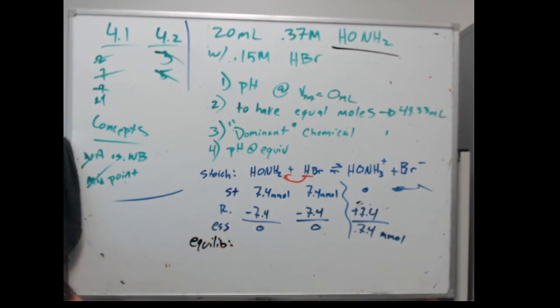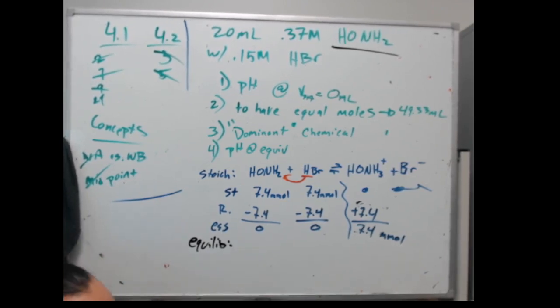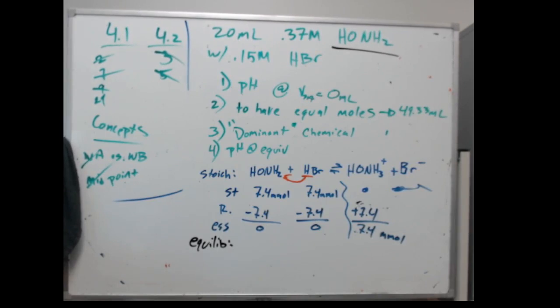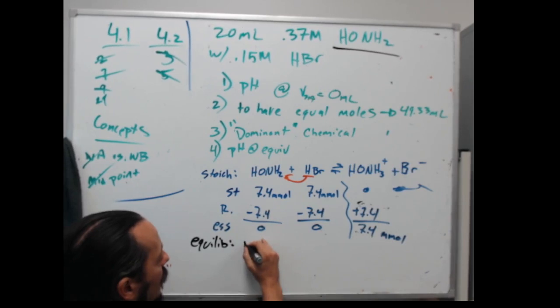Now, we only have conjugate acid. This is a situation where I don't get to choose. I've only got conjugate acid in solution. I have to look at the equilibrium of conjugate acid. It's only when we're in that buffer range, that buffer region where we have the conjugate pair, where we get to make choices, because there's two things there.